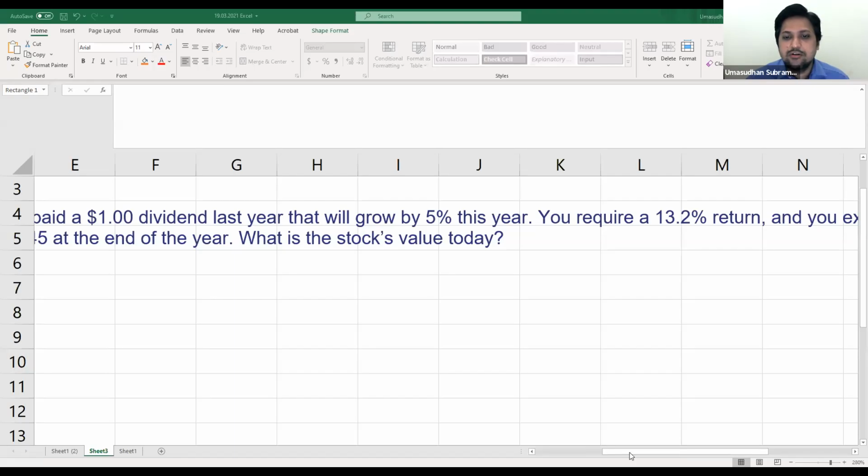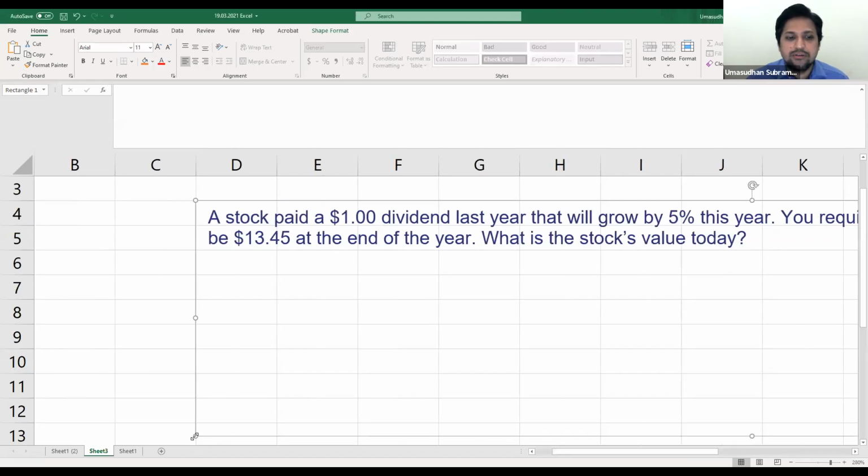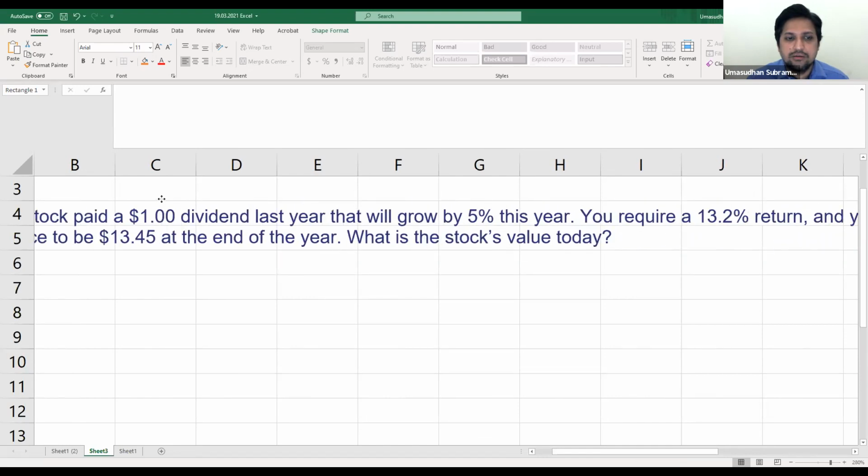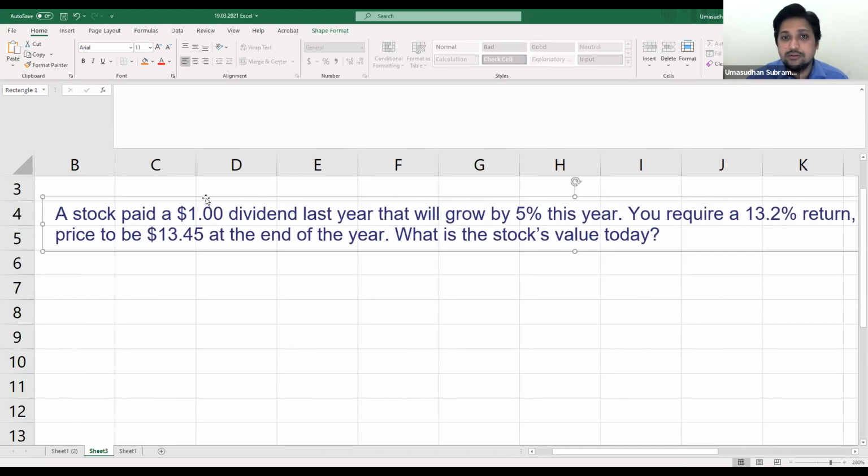See what's happening here. The stock's last paid dividend is $1, the dividend will grow 5% this year, and you need a 13.2% return. What does it mean that you need a 13.2% return? It means your cost of equity is 13.2. That's your estimated rate of return.